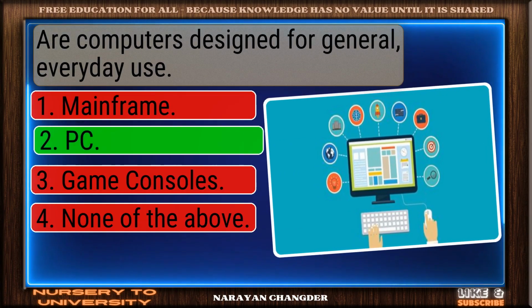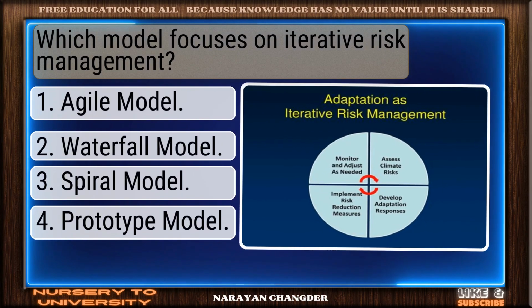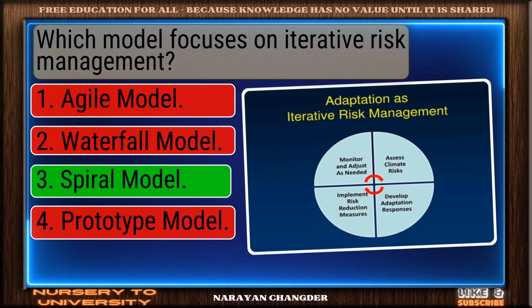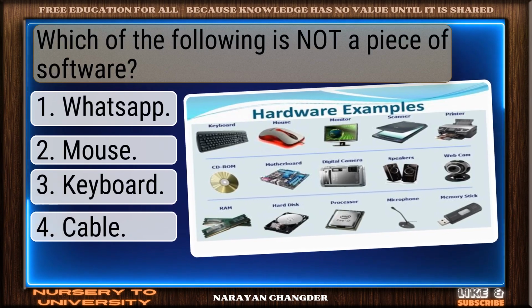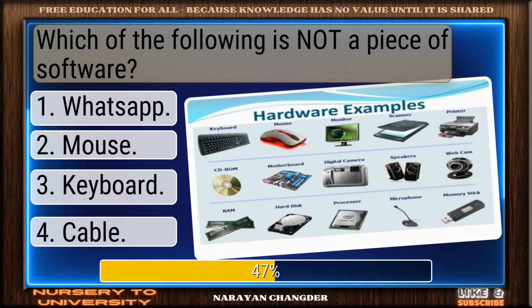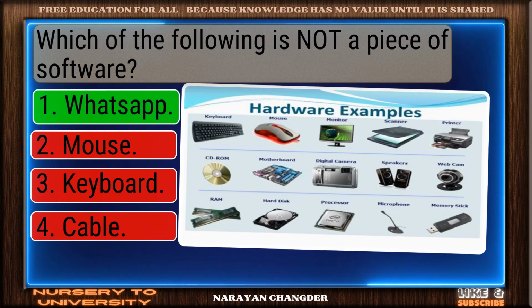Good thinking. PC is right. Which model focuses on iterative risk management? Well reasoned. Spiral model is correct. Which of the following is not a piece of software? Clear logic. WhatsApp is sound.